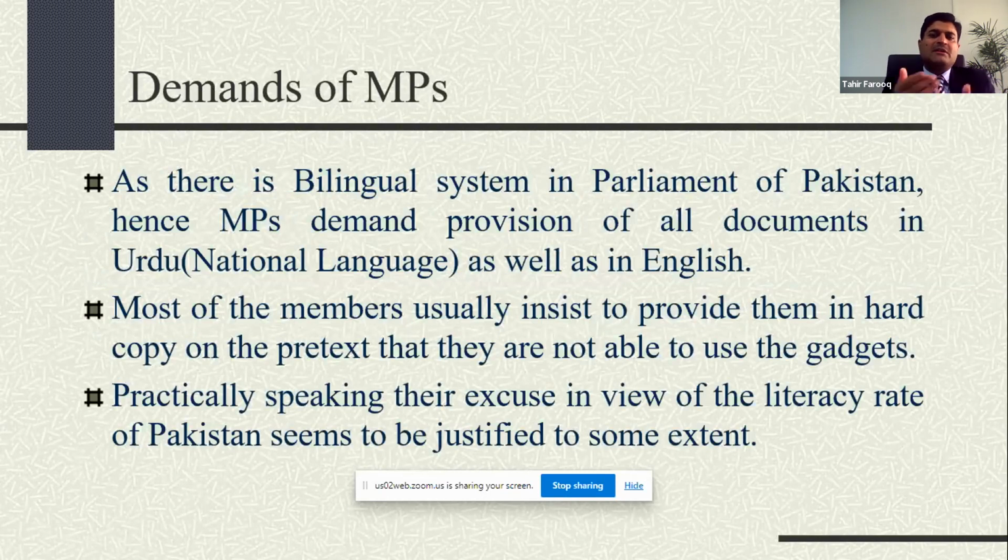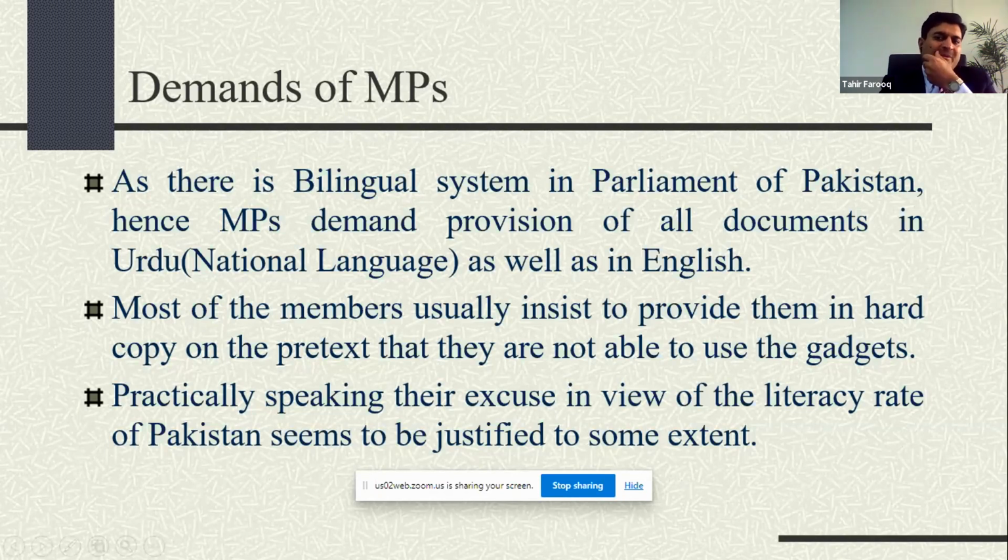The purpose behind all that procedural mechanism is what the members of parliament demand from the secretarial staff support, or especially from my branch, if I am working as a drafting head of the National Assembly. Then what issues are we going to face? We have to satisfy the members on these or those points. As there is a bilingual system in the Parliament of Pakistan, because the national language of Pakistan is Urdu, as well as we also follow the English language.